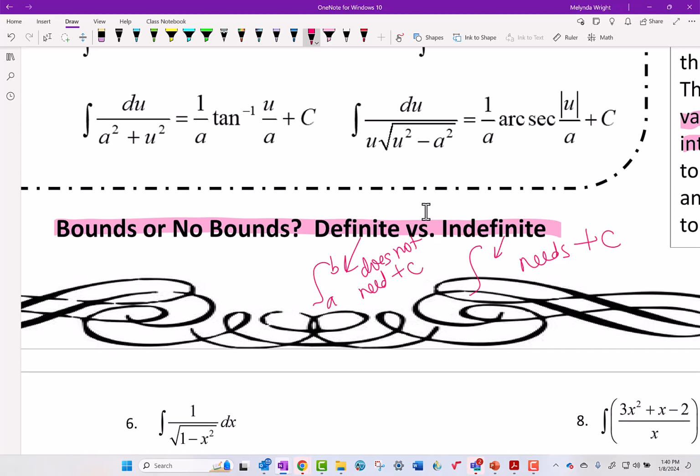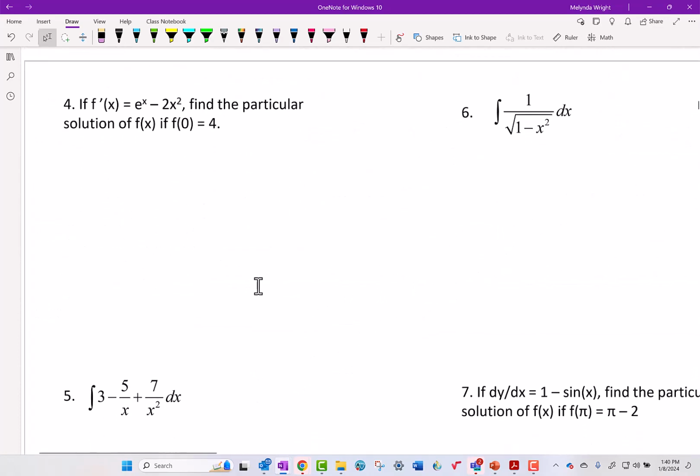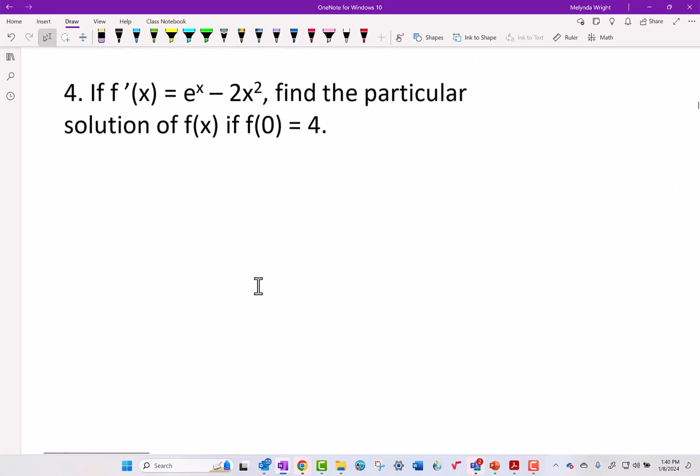Okay, so now let's do some antiderivatives. We're now just thinking about going backwards from what we've been doing. We have 6 examples of antiderivatives, and then that will be our lesson. So the first one: if f prime is e to the x minus 2x squared, find the particular solution.